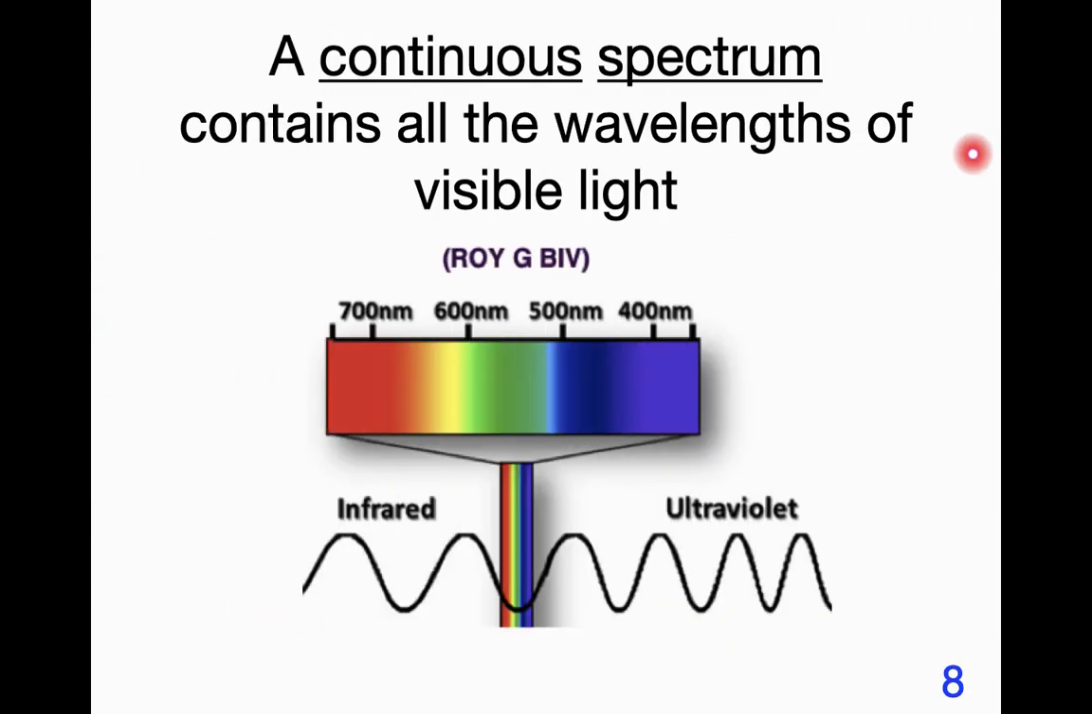A continuous spectrum contains all the wavelengths of visible light. So Roy G. Biv. It's a continuous spectrum. So it's all the colors of the rainbow. So here we're just looking at visible light.